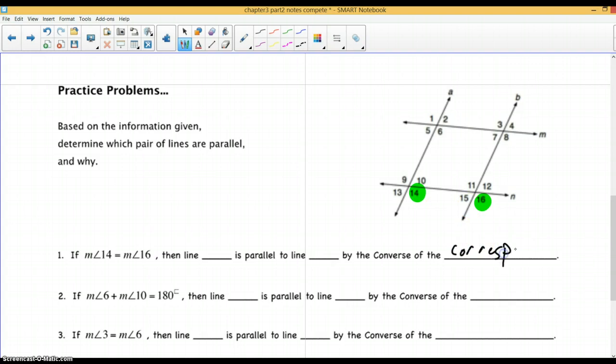And we know that they are equal because that's given in the first part of our conditional. So we know that line A is parallel to line B by the converse of the corresponding angles postulate.